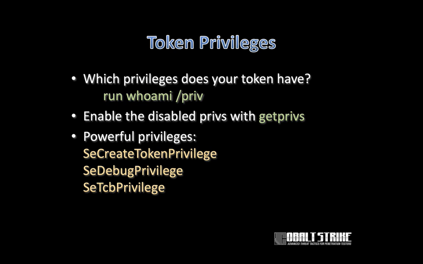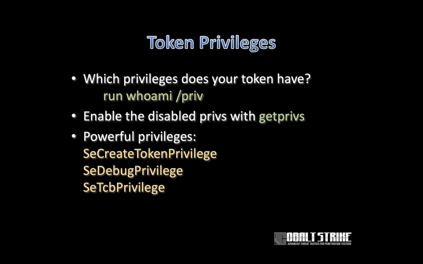To take on the full set of privileges possible in your token, use the get privs command in Beacon. So this is one form of escalating from a high integrity context where you have a lot of rights, but not the full set of rights available to you. Three privileges you want to look for are SeCreateTokenPrivilege, SeDebugPrivilege, and SeTcbPrivilege.